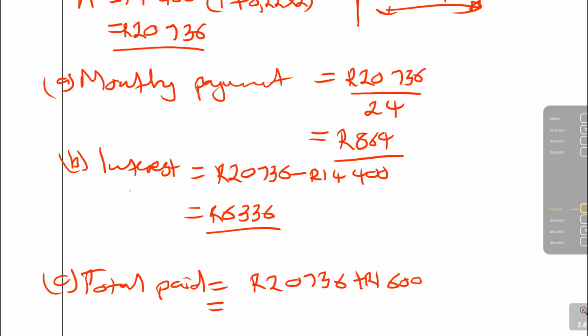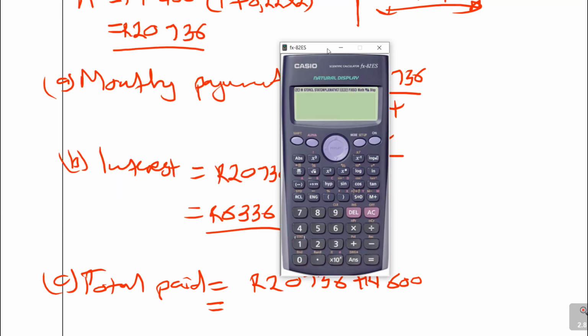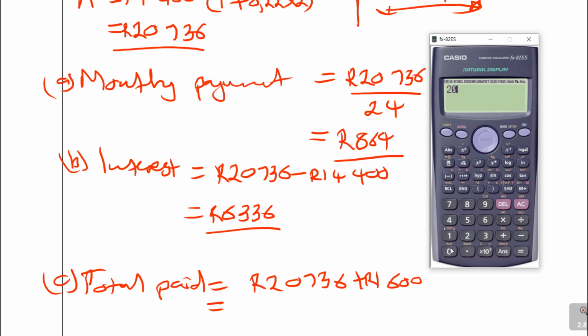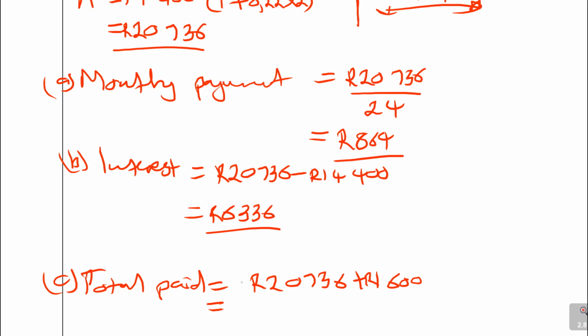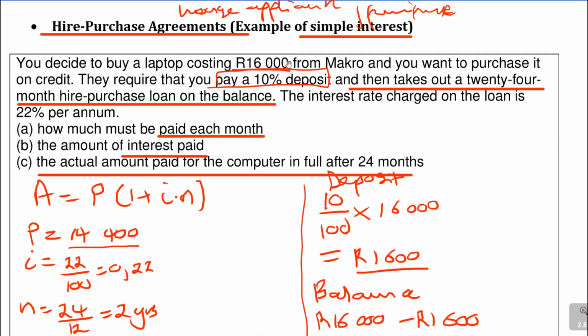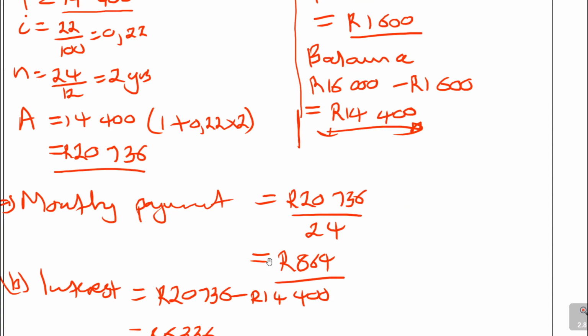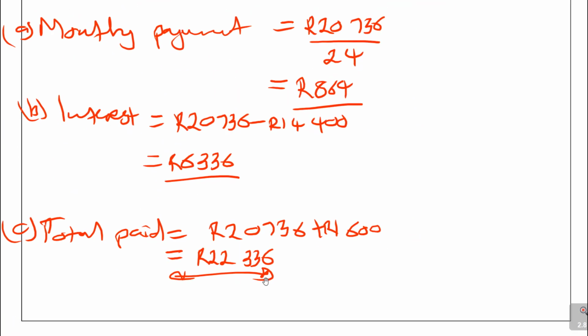So how much did you pay? So we are going to say 20,736 plus 1,600. So in total you paid 22,336. This is the amount of money you paid in total. And if you had paid cash, you're supposed to pay 16,000, but it went on to become 22,336. Okay, now let's move on.